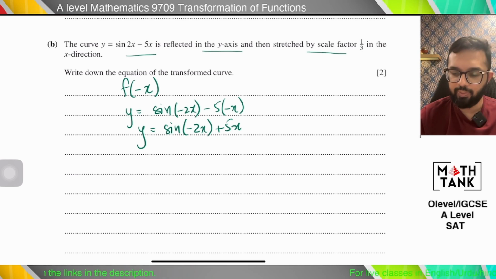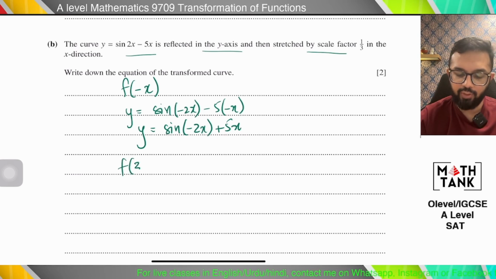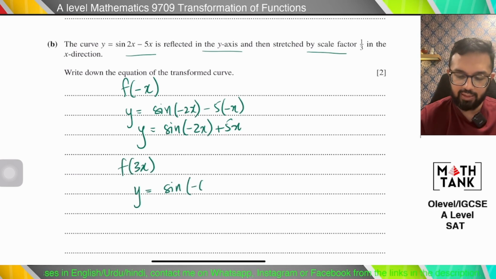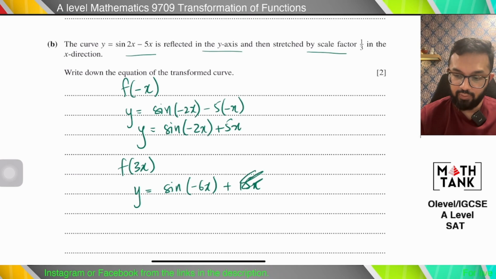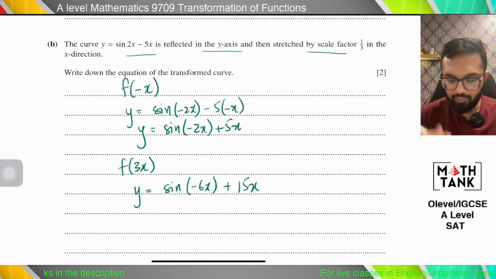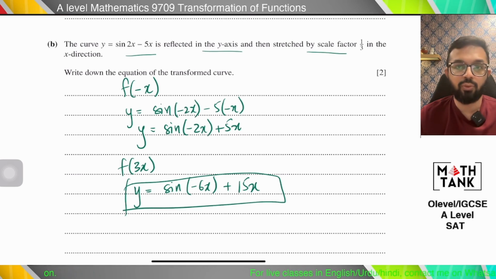And then stretched by scale factor 1/3 in the x direction. Okay, so that means I will have to now do f of 3x. So y equals sine of minus 6x plus 15x now. Okay, not 15, sorry, yeah, 3 times 5 is 15, yeah, 15x. Okay, that should be the final equation that I have.